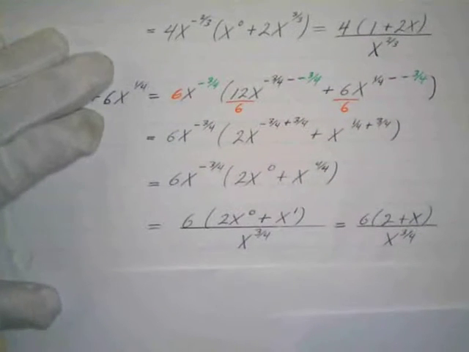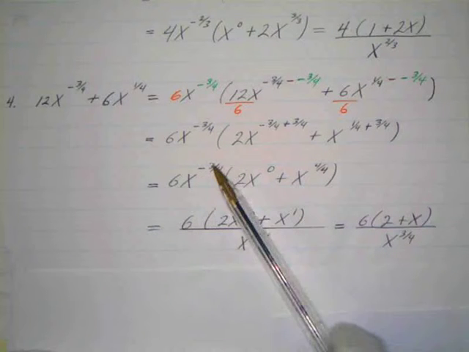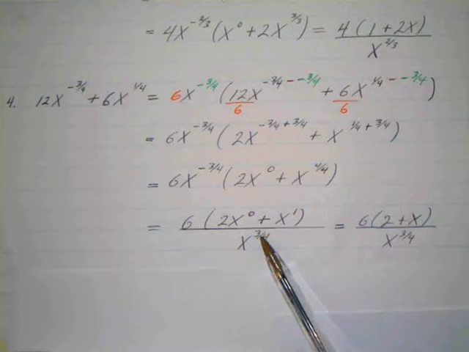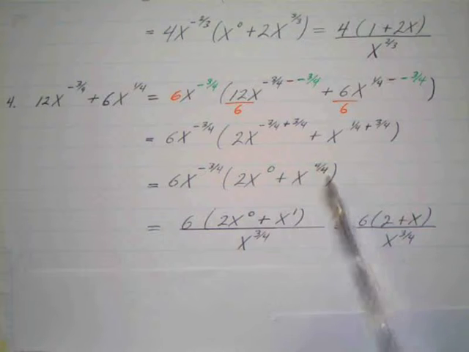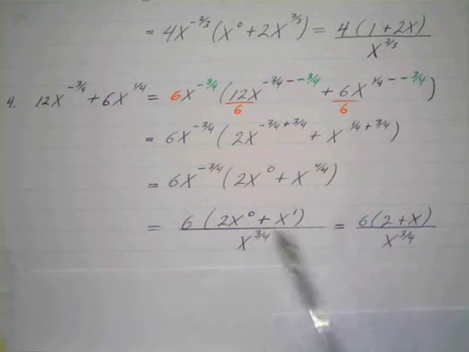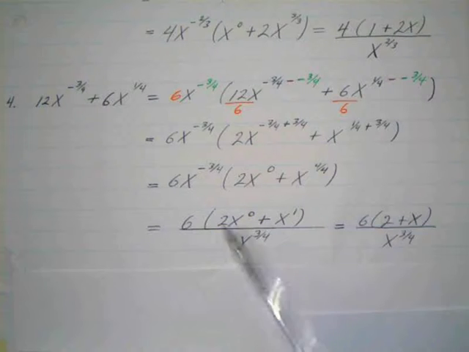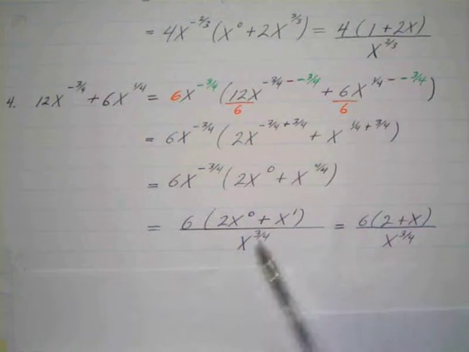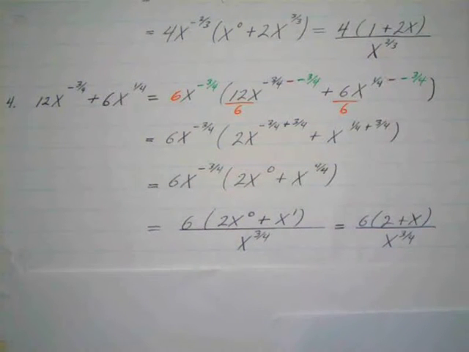So I end up, and I wrote a few more steps on this one than maybe I had to. I can put the negative 3/4 in the bottom and make it positive. And 4 over 4 is 1. So I put a little extra step in there. And then x to the 0 is just 1. So I've got 2 times 1 is 2, plus x to the first is x. A 6 in front, and the x to the 3/4 in the bottom. So it's not hard if you do all the steps and you're careful. The problem will be if you try to skip steps. So be careful on this.